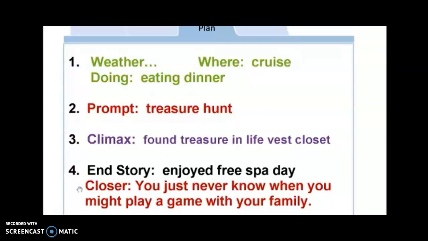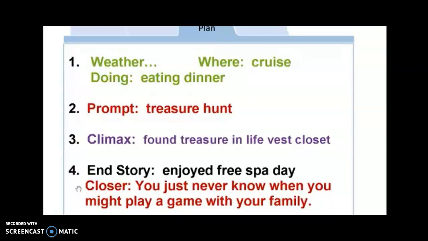Now your closer. You use the last sentence of the prompt to complete your closer. For my closer, I always use "you just never know." Today, I'm going to allow you to also copy the "you just never know," and in the next lesson, you'll learn some different types of closers. The way you write a closer is you use the last sentence of the prompt to help you complete your closer. For example, if the last sentence of the prompt says, "Tell a story about a time you found something," you would write, "You just never know when you might find something."